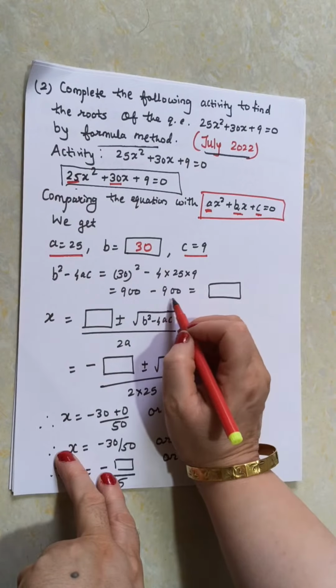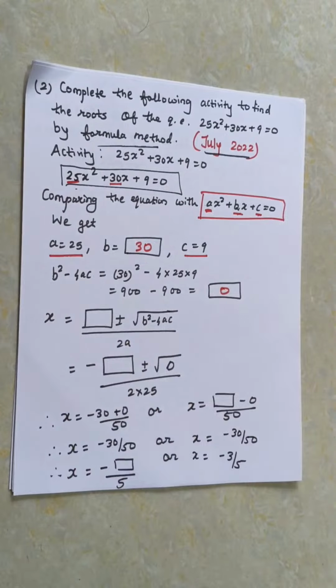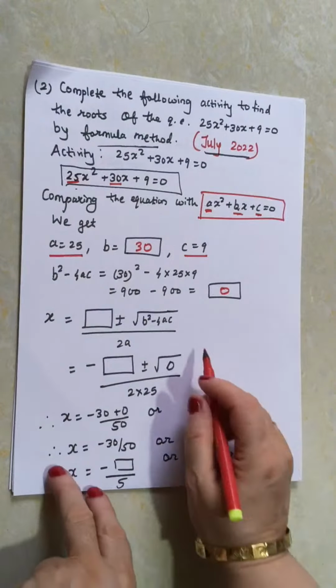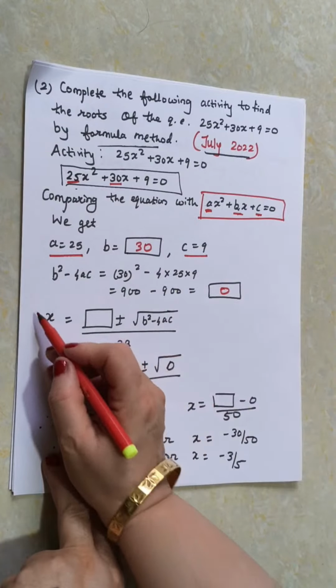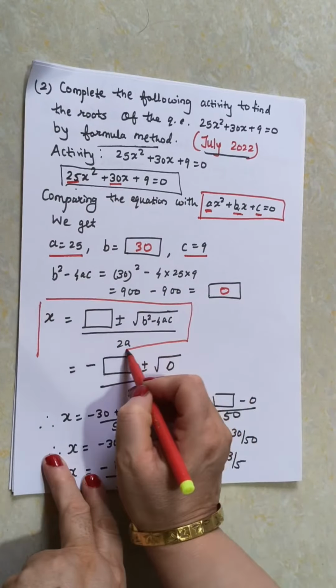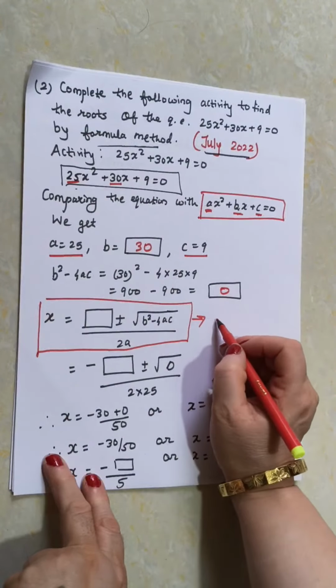100 into 9 that is 900. So 900 minus 900 it is 0. So what is the value of discriminant delta? That is 0. Means b square minus 4ac is 0. Now this is the formula. This formula we are going to use to find out the roots of given quadratic equation.